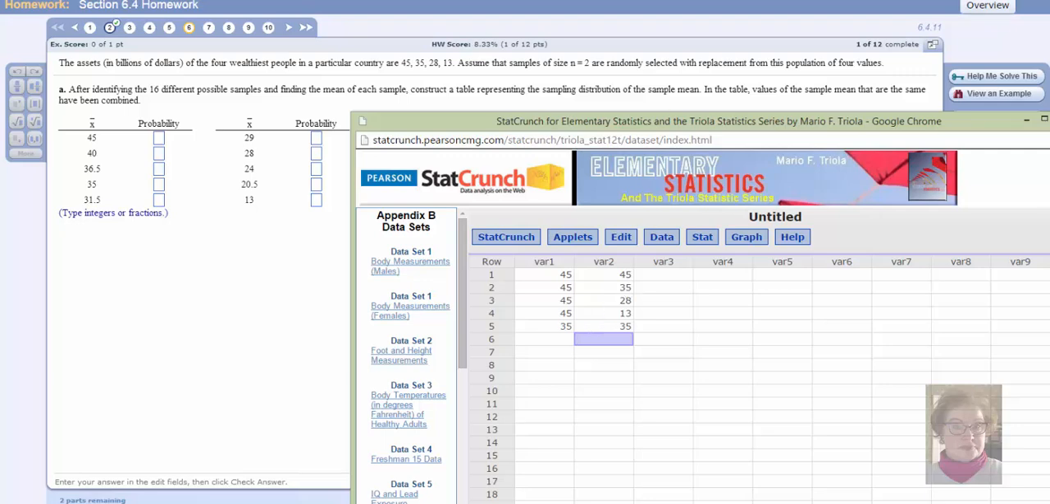And I do believe we have 4, so I think we'll have 16 possibilities. Because if you remember right, if I have a possibility of 4 and I'm looking for samples of 2, I think that will be 4 squared, which will be 16. So you keep going this way.